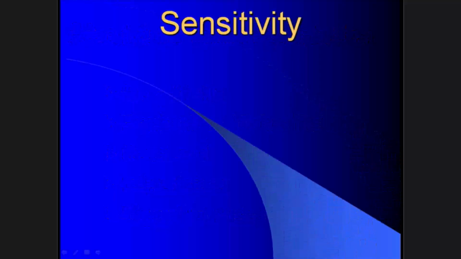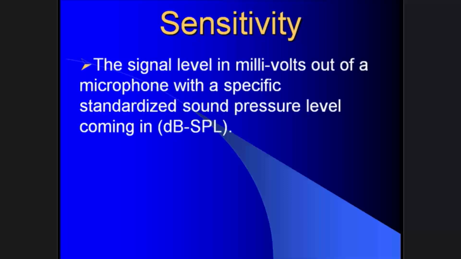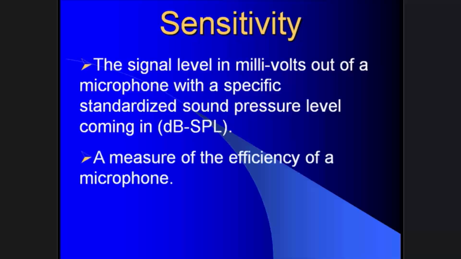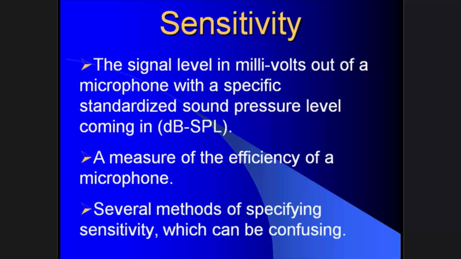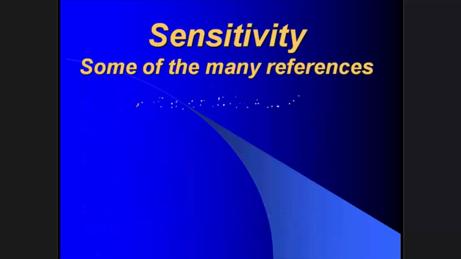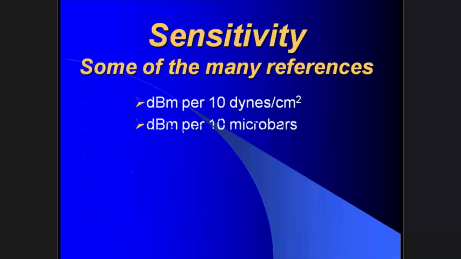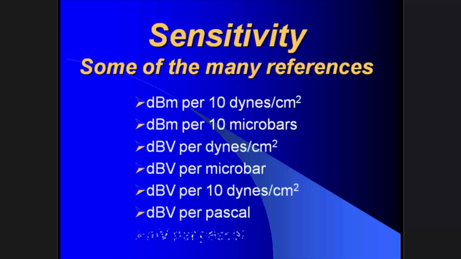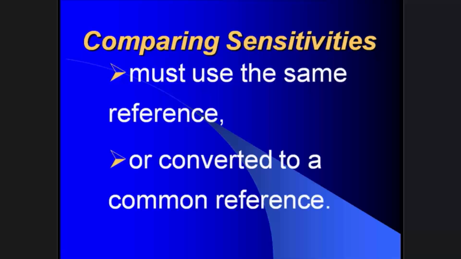Sensitivity first. Sensitivity is the level in millivolts that comes out of a microphone with a specific standard sound pressure level coming into the microphone. So in other words, we're saying how much sound comes out of a microphone given the amount of sound that goes into the microphone. In other words, it's a measure of the efficiency of the microphone. There's a lot of different scales for measuring sensitivity of a microphone. You got your dBm per 10 dynes per square centimeter, your dBm per 10 microbars, your dBV per 10... the important thing here anyway is you got to use the same scale, or you have to convert from one scale to the other.